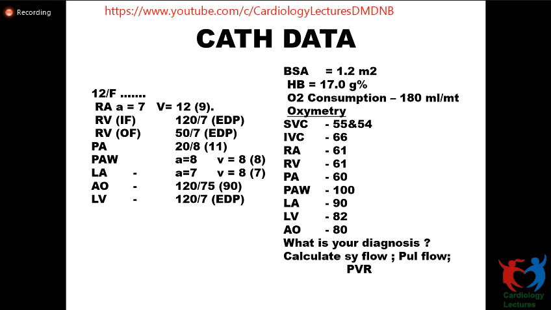You don't have to multiply by 3 and add and all. You find out the difference between SVC and IVC, divide by 4, and that is added to SVC. That will give you the mixed venous oxygen saturation. So here it is 57. Okay, right? Yes.